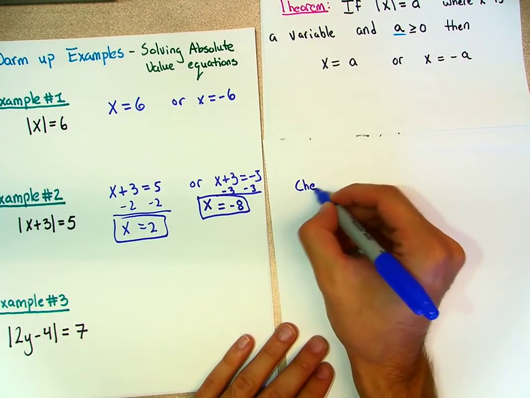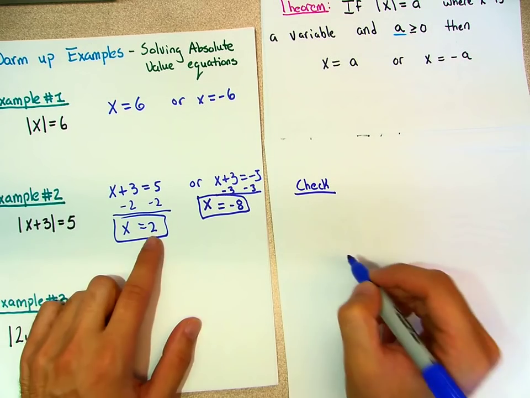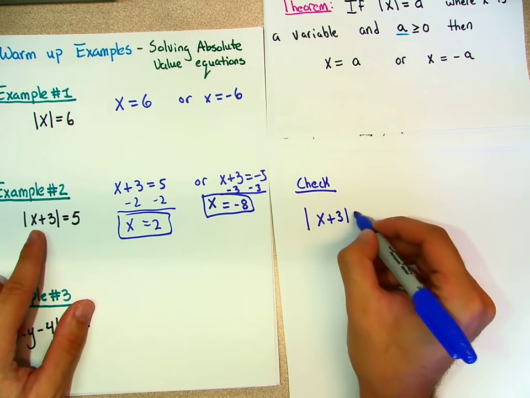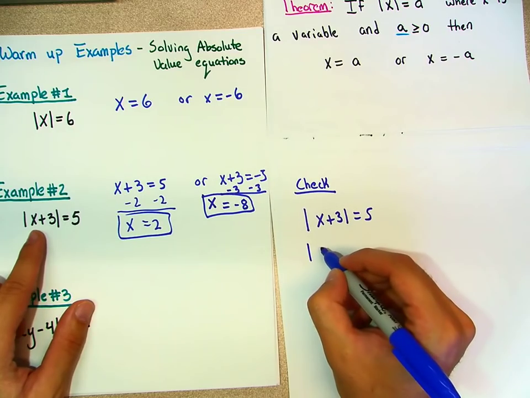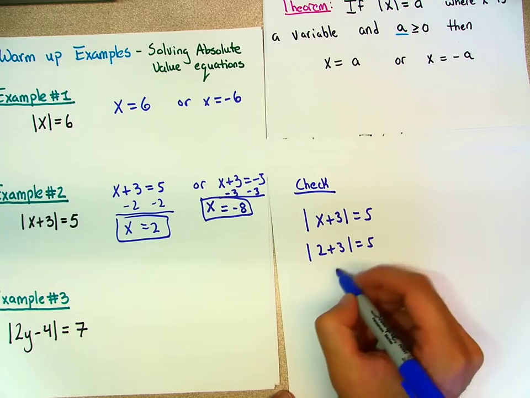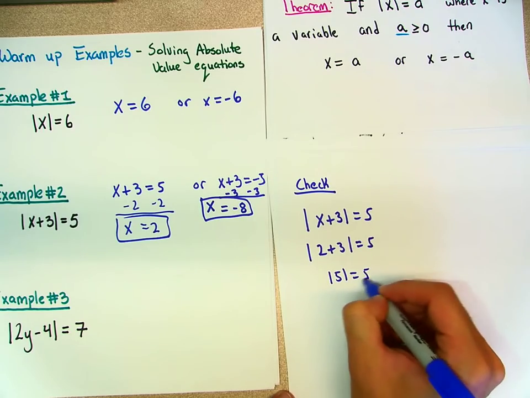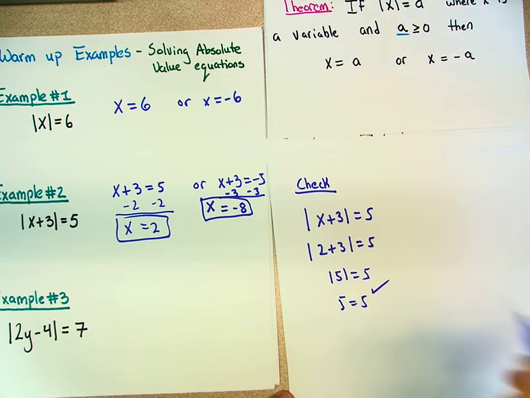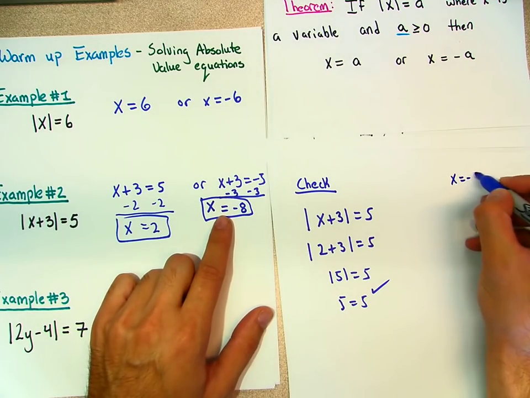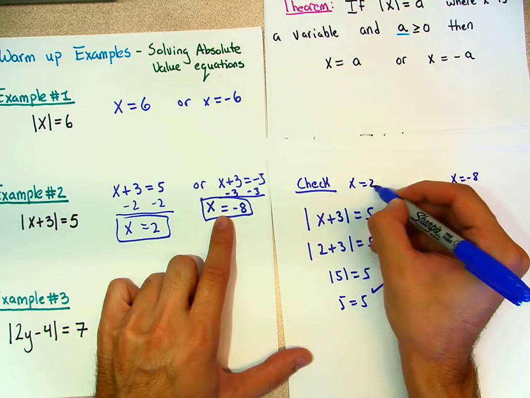Check. If I were to plug this 2 into here, what do I get? I get absolute value x plus 3 equals 5. Absolute value of 2 plus 3. Does this equal 5? Absolute value 5 equals 5. 5 equals 5. Check. Right? What about here? X equals negative 8. This is x equals negative 8. This is x equals 2.